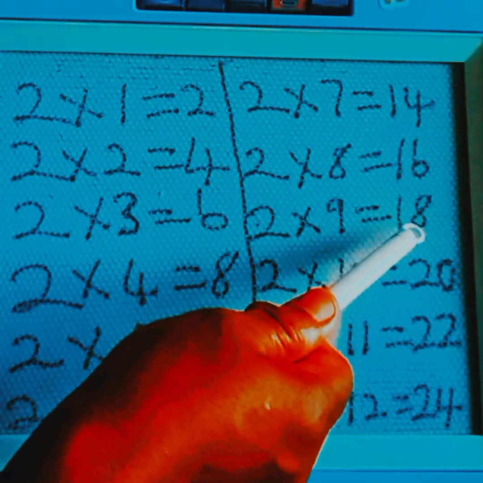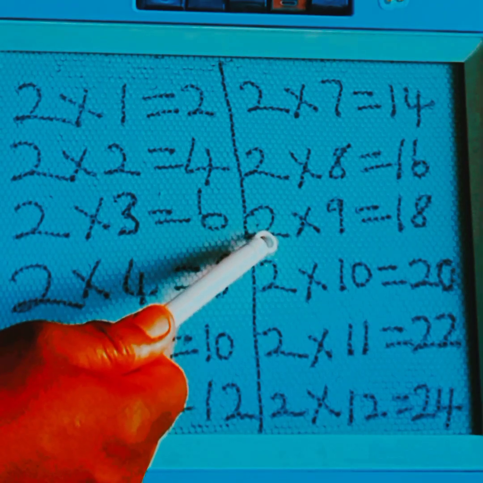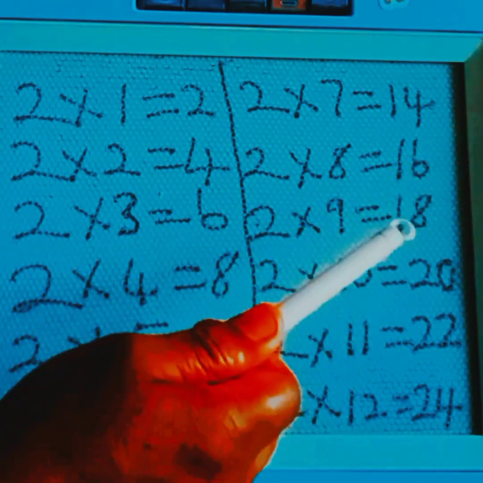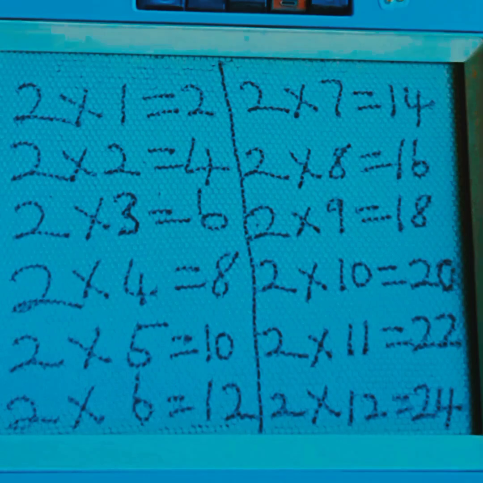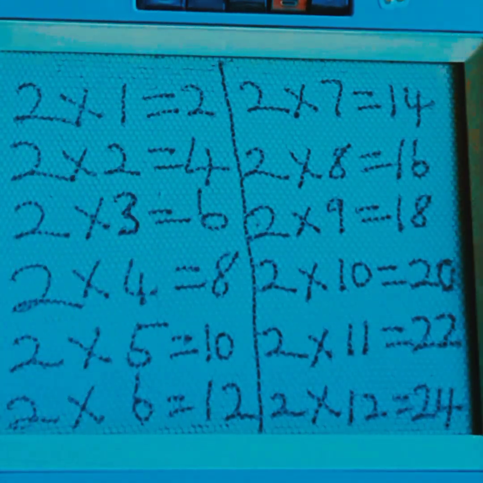If you have 18 apples and you're to share it to 2 of your friends, each of them will get 9 apples. Do you see why it is important for you to know your 2 times table? It will help you when you're sharing things, when you're dividing, when you're solving division, it will be easier for you.